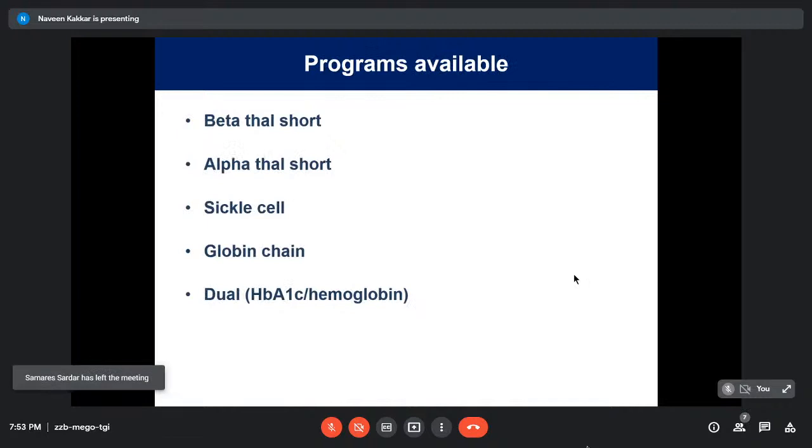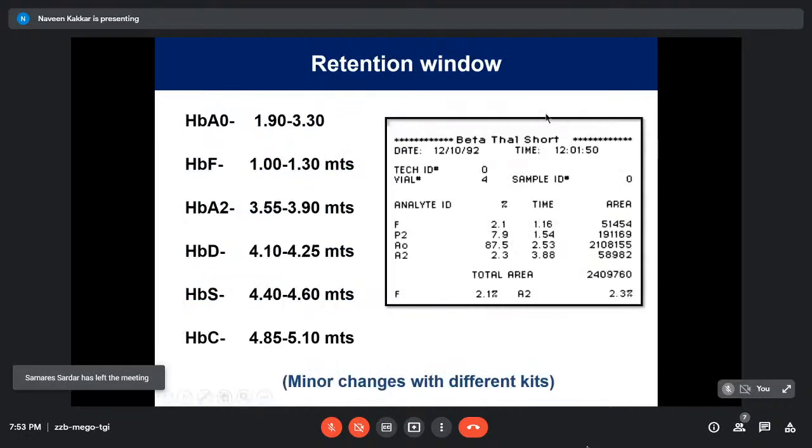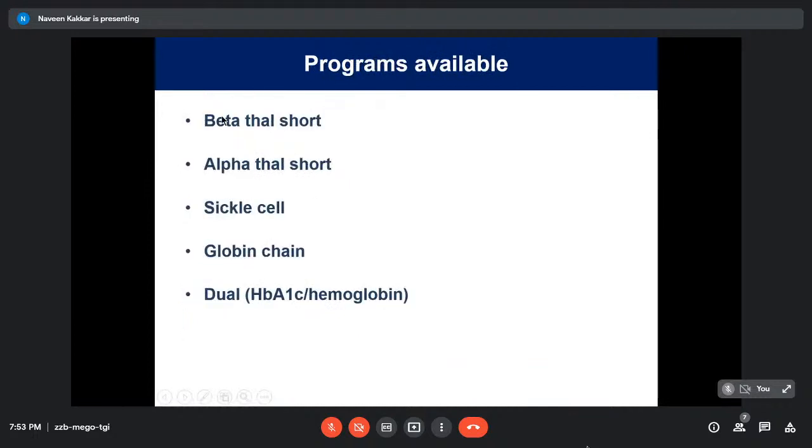So what are the programs available? I showed you on the printout that this is the beta thal short program, which means we have bought the beta thal short kit or program. What does this mean? Will the alpha thal short not give me the beta thal result? That's not the case. The point is that it will highlight what you're asking for. If I'm in a thal bed, I would use this program. If I'm in China or the Philippines, dealing more with alpha thalassemia, I'll use this program. If I'm in Odisha, I will go for sickle cell. If I'm doing research, maybe globin chain. Or if I want A1C estimation along with hemoglobin variants, then I'll take a dual program.